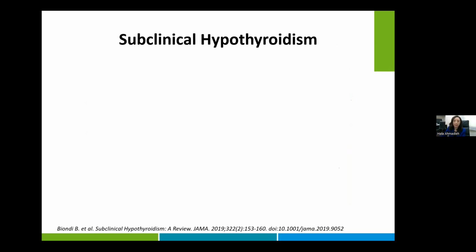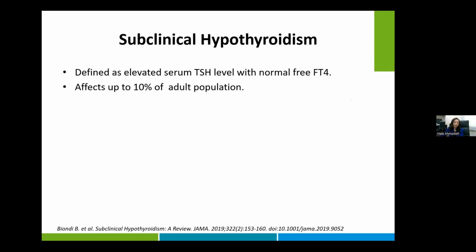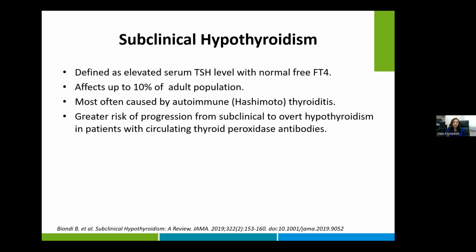Subclinical hypothyroidism is an entity where the TSH is high. However, the T4 and T3 are usually normal. So it's only an increase in the TSH. It usually affects up to 10% of the adult population. Again, the most common cause of this entity, just like in primary hypothyroidism, is Hashimoto thyroiditis.